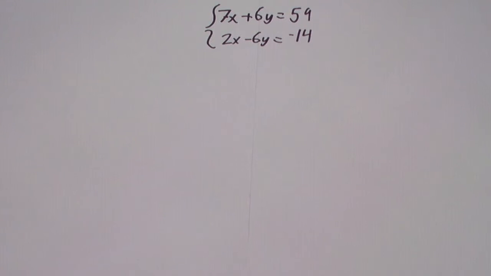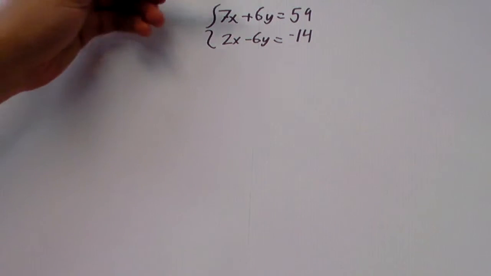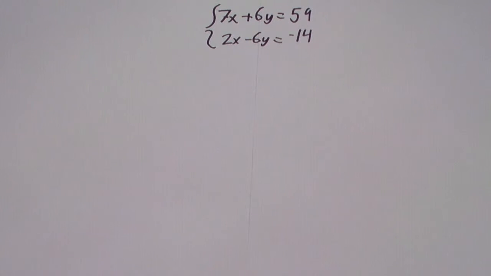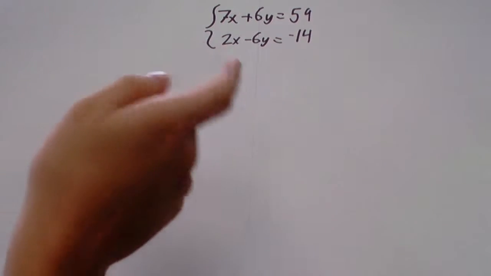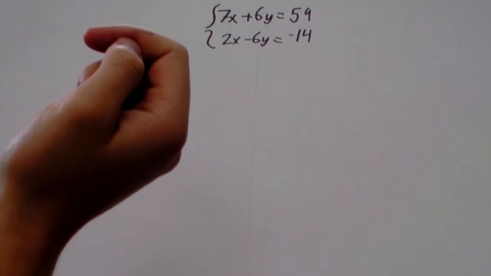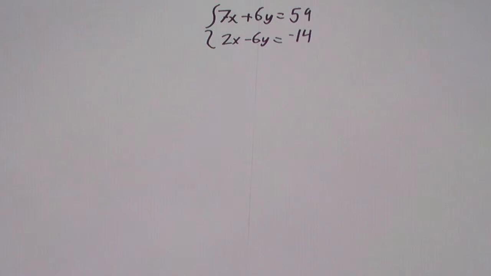Alright, we have a system of equations here, which means that we have two equations that both have to be true. And of course, for each equation there's going to be an infinite number of solutions, but there's probably only one solution that will make both of these true at the same time. We're going to try the elimination method here.